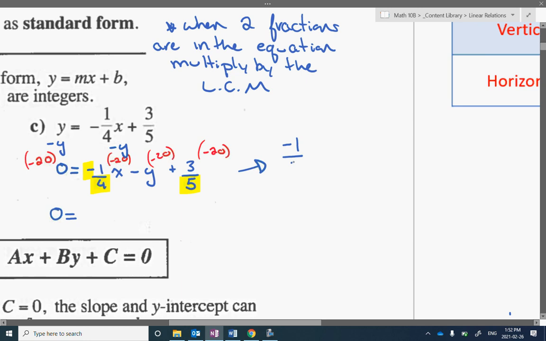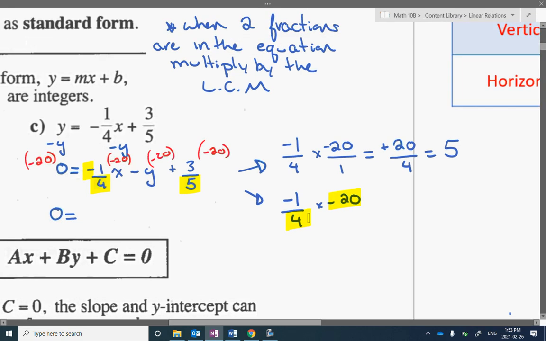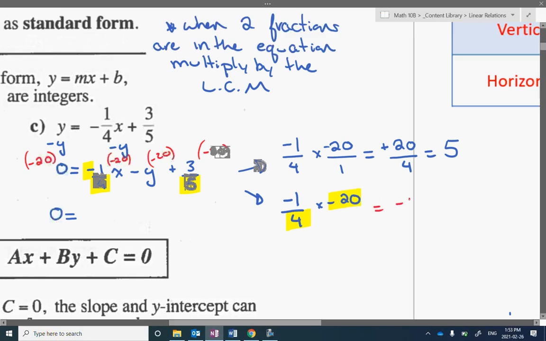So you could think of it as negative 1 over 4 times negative 20 over 1. So I would get positive 20 over 4, which is just 5. That's doing the whole math, right? You're multiplying fractions, that's your whole process. Or your other option, and this is what I do in my head because I can do this way easier, I do my division first. So I do negative 20 divided by 4. What does that give me? Negative 5, and then I times that by the 1.